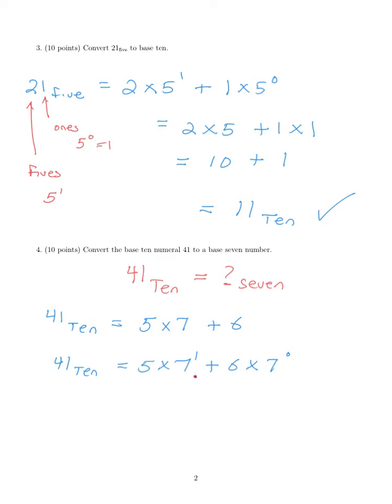Here I can read off the digits 5 and 6 to determine the base 7 number. In fact, 41 base 10 is equal to 56 base 7. The 5 and the 6 came from this 5, which is in the 7s place, and this 6, which is in the 1s place.